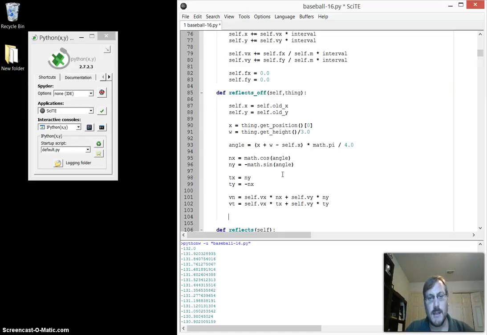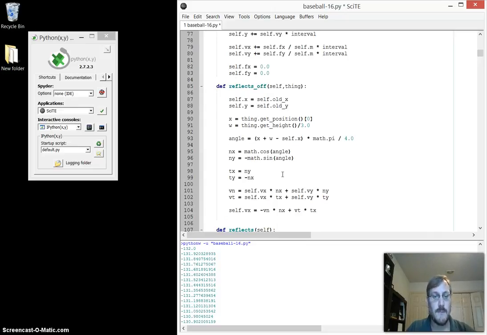So now I've got these two guys. What do I need to do? I need to go back to self.vx. So I need to come back here to the x component of the velocity. So now that's going to be the normal component of the velocity times the x component of the normal plus the tangential component of the, or I should reverse that, minus Vn, plus the tangential component of the velocity times the x component of the tangent, unit tangent.